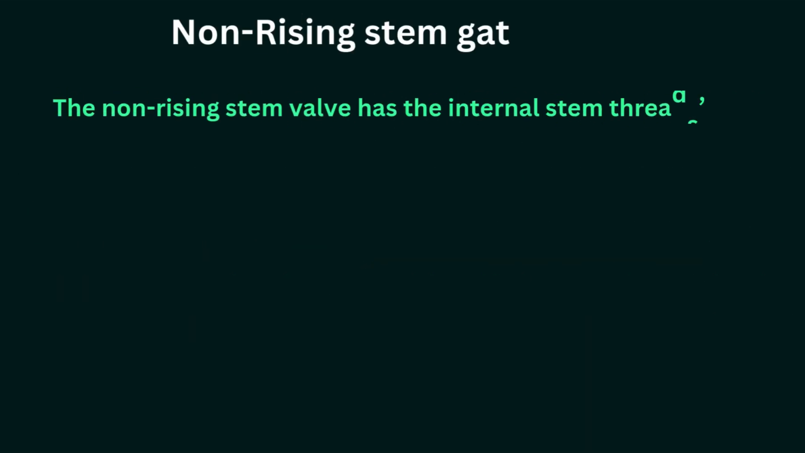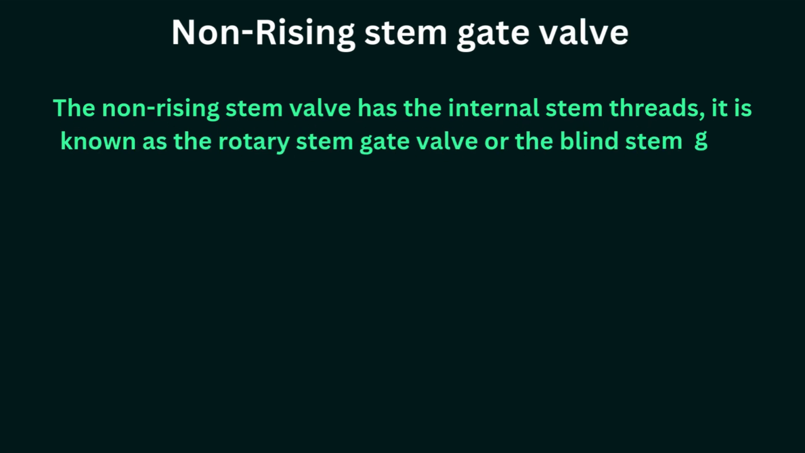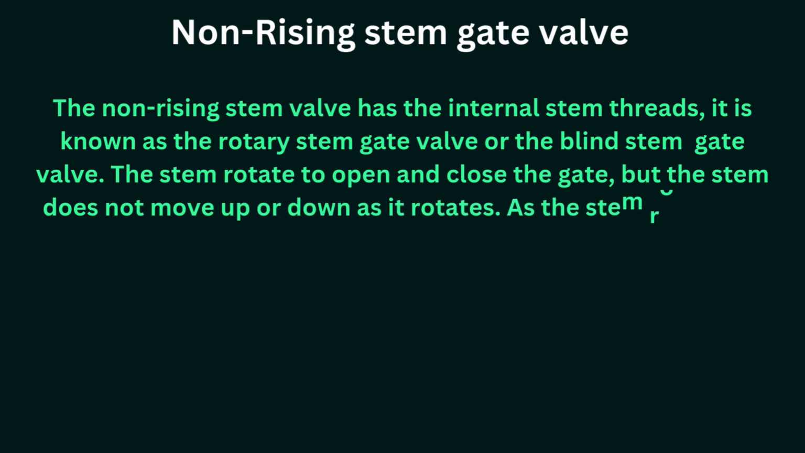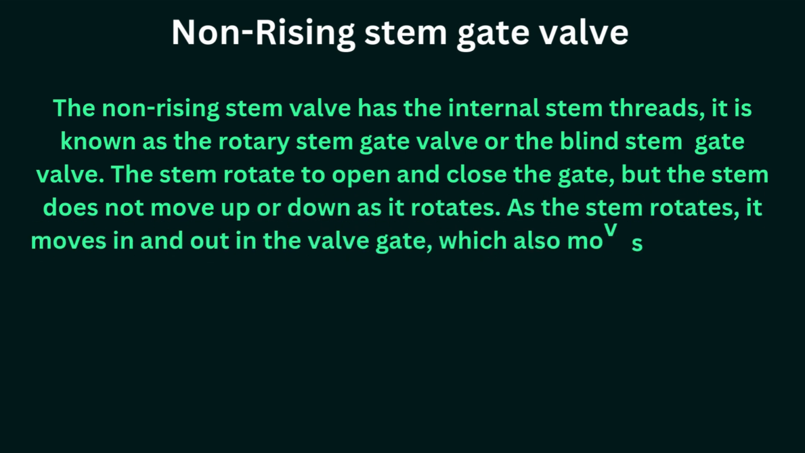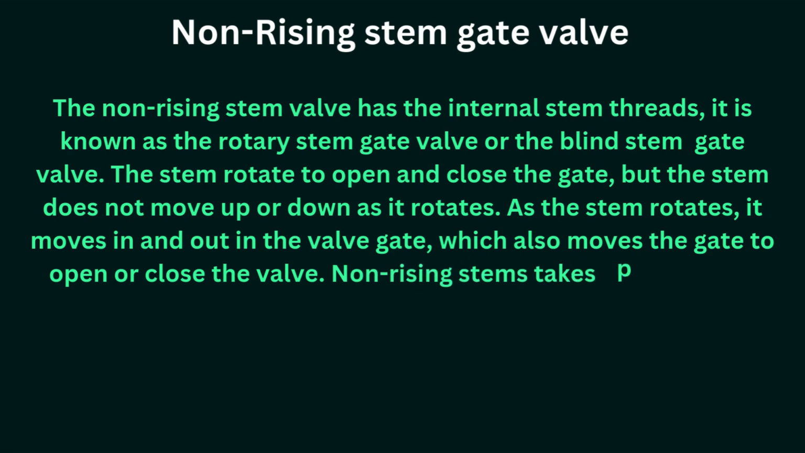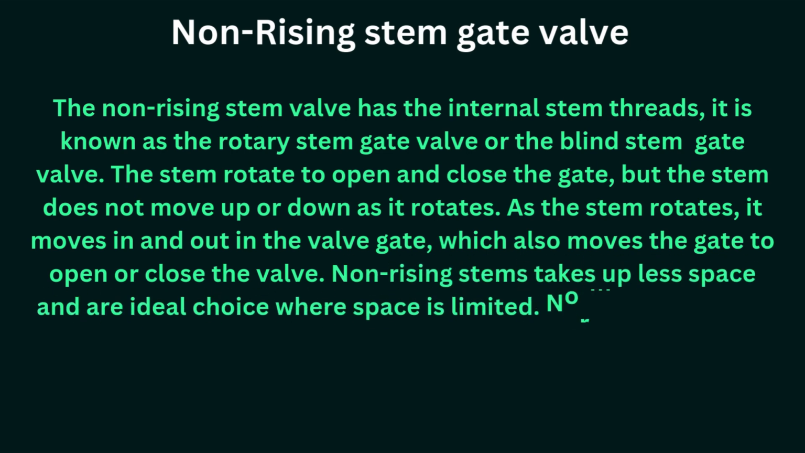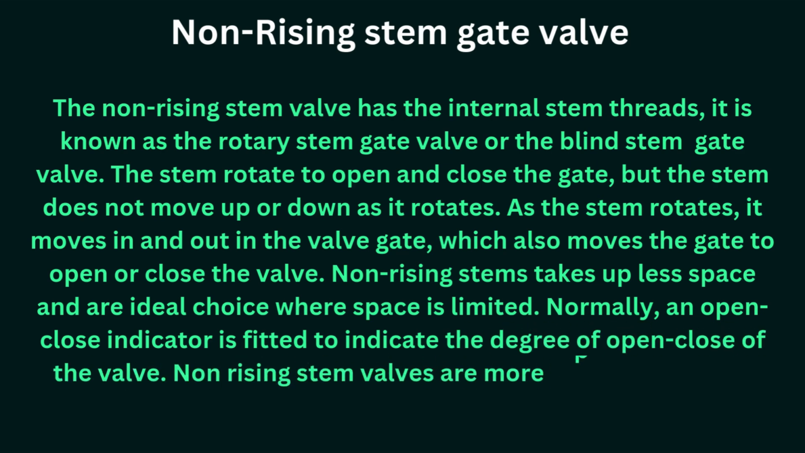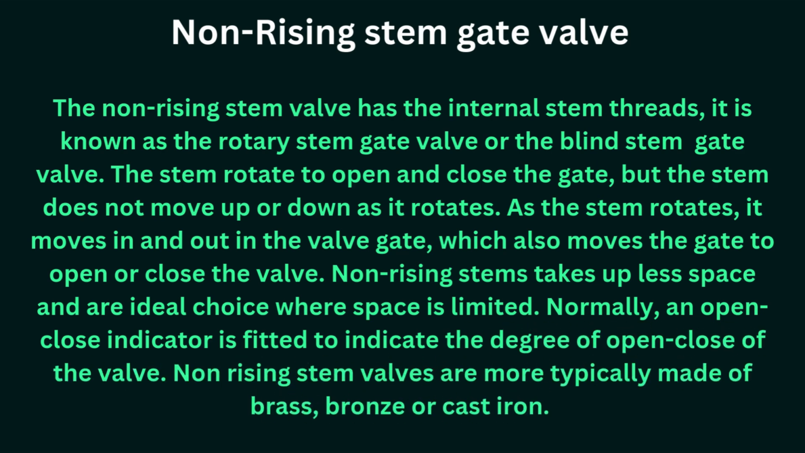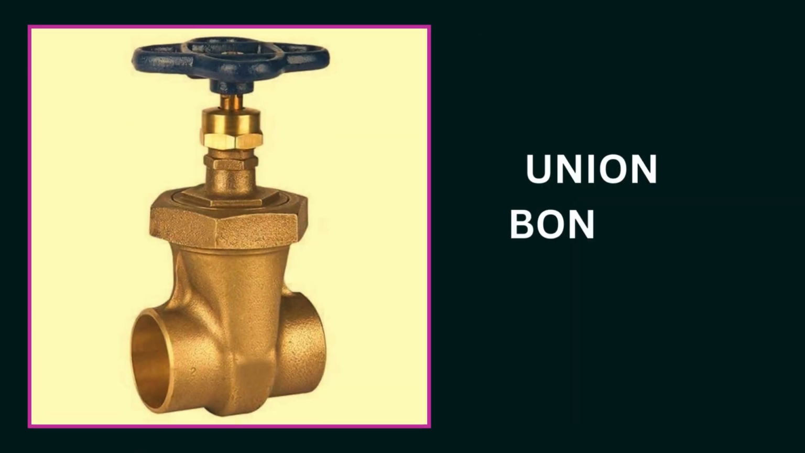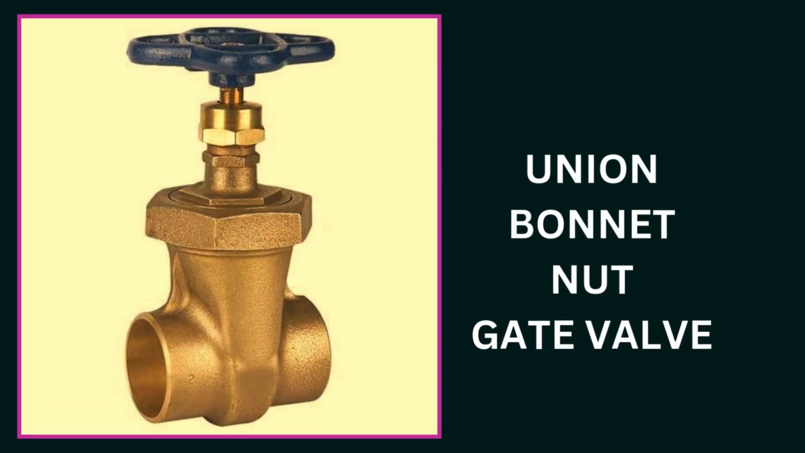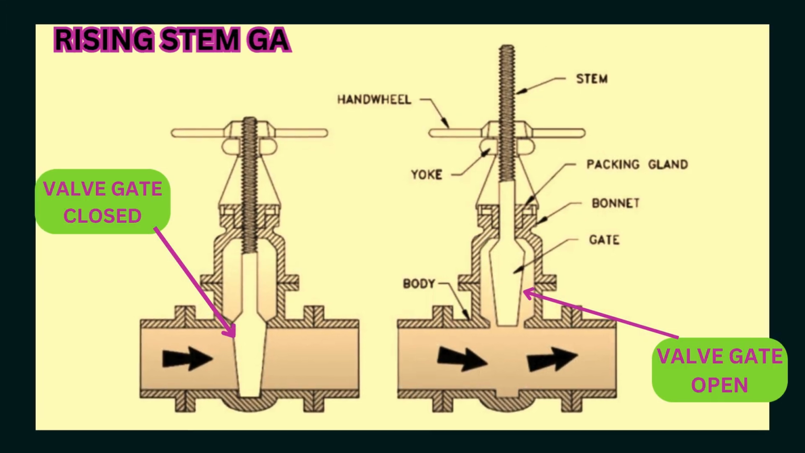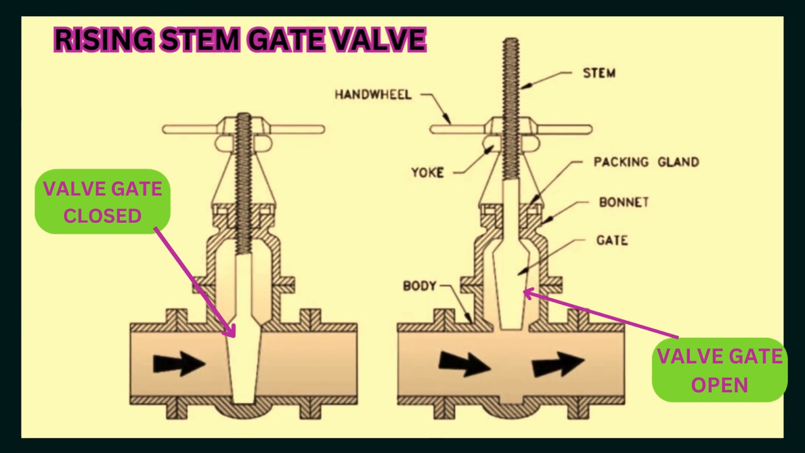Non-rising stem gate wall. Non-rising stem gate wall has internal stem threads. It is known as the rotary stem gate wall or the blind stem gate wall. The stem rotates to open and close the gate, but the stem does not move up or down as it rotates. As the stem rotates, it moves in and out in the wall gate disc, which also moves the gate to open or close the wall.